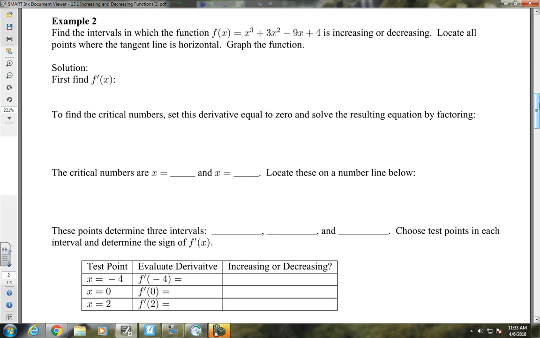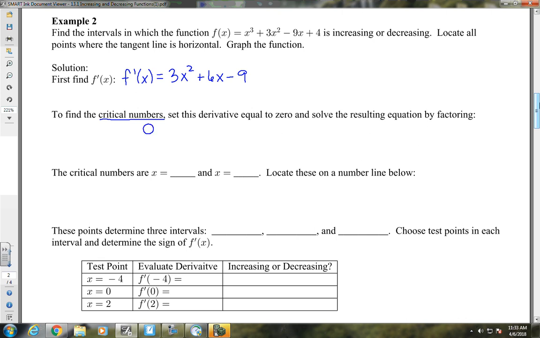That's the first derivative. We've been practicing this quite a bit, so we're going to be able to put these skills to good use. The derivative of f is 3x squared plus 6x minus 9. That one's a piece of cake because it's a polynomial. Now, to find the critical numbers, as you've learned, we're going to set the derivative equal to 0 and solve the resulting equation by factoring.